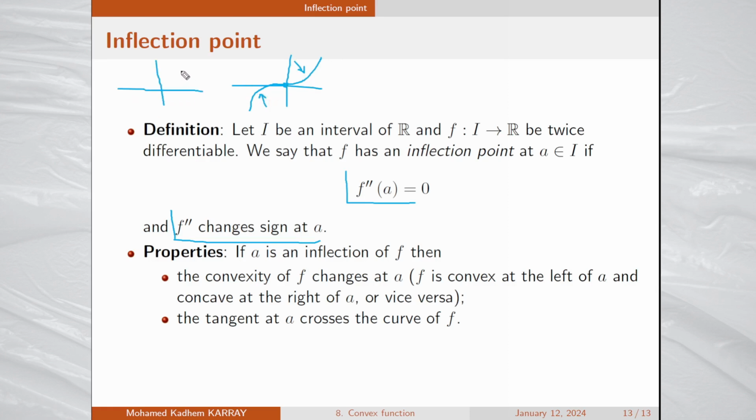We can also have a function like this, up, and a tangent like this. So again, you can observe that the function is convex on the right and concave on the left. The second property is that the tangent crosses the curve of f. You see in these two examples that the tangent crosses the curve of our function.